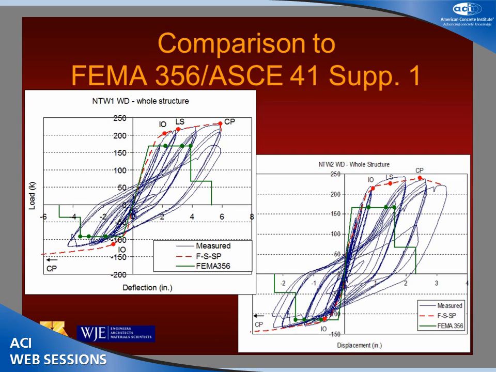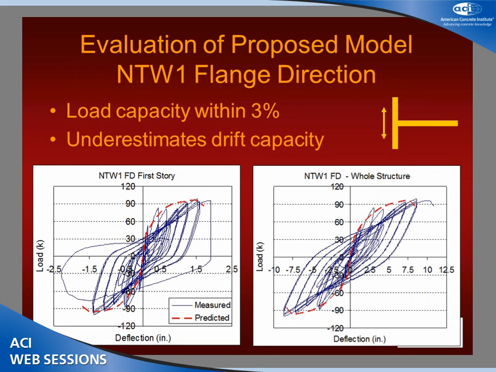You can see we captured the overall shape fairly well, including the capacity. The specimens failed in the flange compression direction long before any model predicted they would, because that failure was preceded by buckling of the web tip reinforcement in compression. This slide shows the flange direction loading, which in all cases our flange direction cycles were after damaging the wall to a similar amount in the flange tension, flange compression direction. We're underestimating drift capacity significantly here.